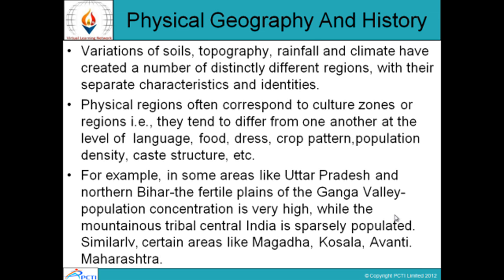Physical geography and history. Variations of soil, topography, rainfall, and climate have created a number of distinctly different regions with their separate characteristics and identities. Physical regions often correspond to culture zones or regions, that is, they tend to differ from one another at the level of language, food, dress, crop pattern, population density, caste structure, etc.